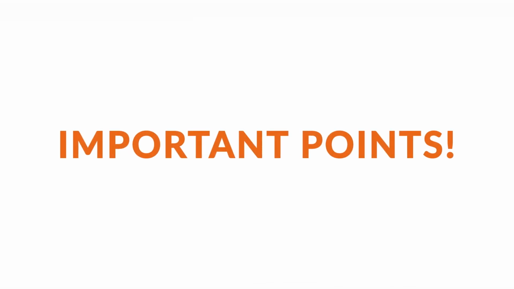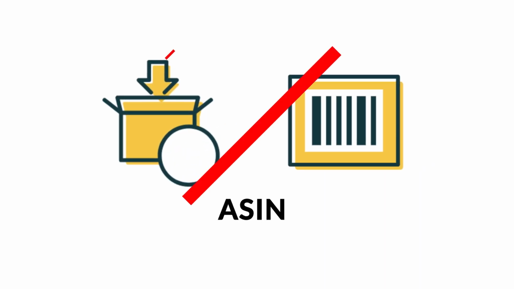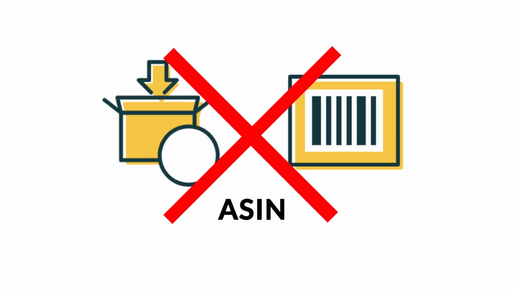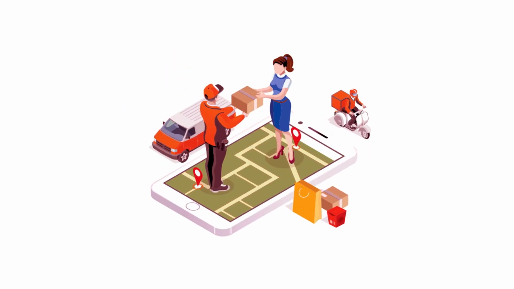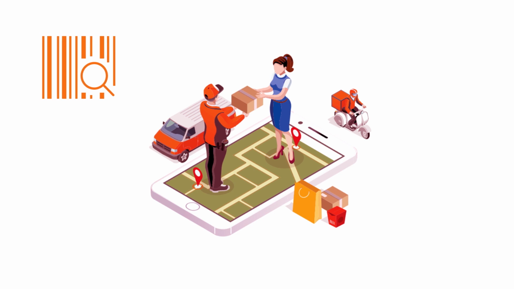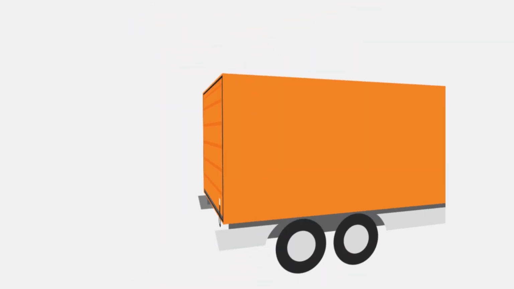Now, there are a few more things that need to be pointed out. 1. We do not offer ASIN labeling or product prep unless there is a note on the product page. Most products come in retail packaging and have a manufacturer's barcode on it already, so you can ship it into Amazon as is. And that is the end of the order process.